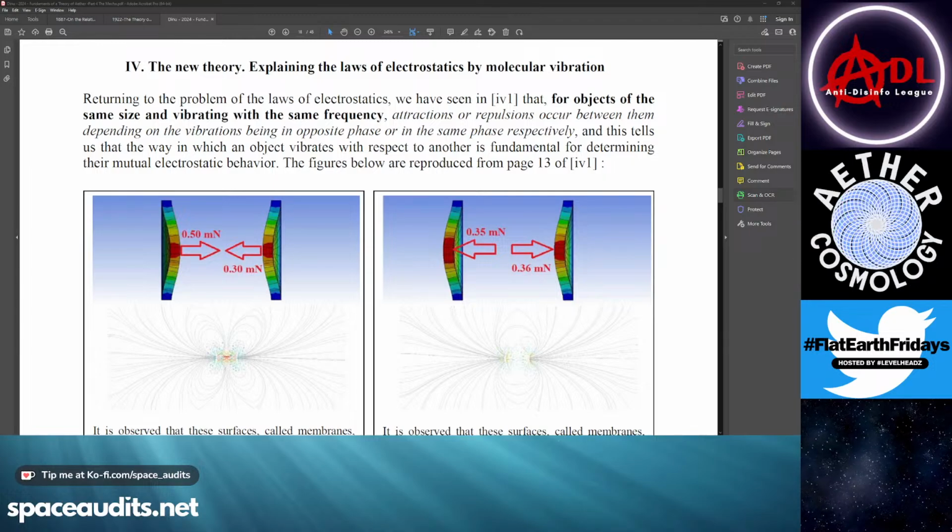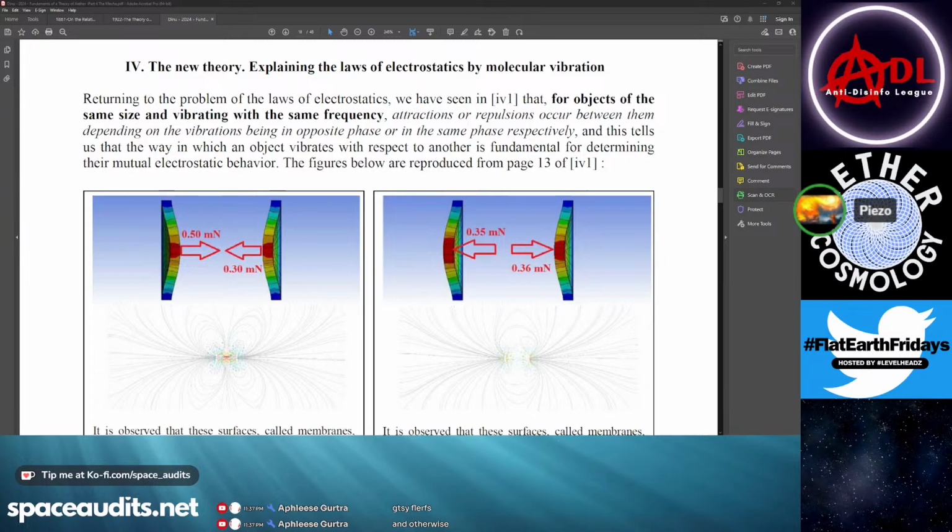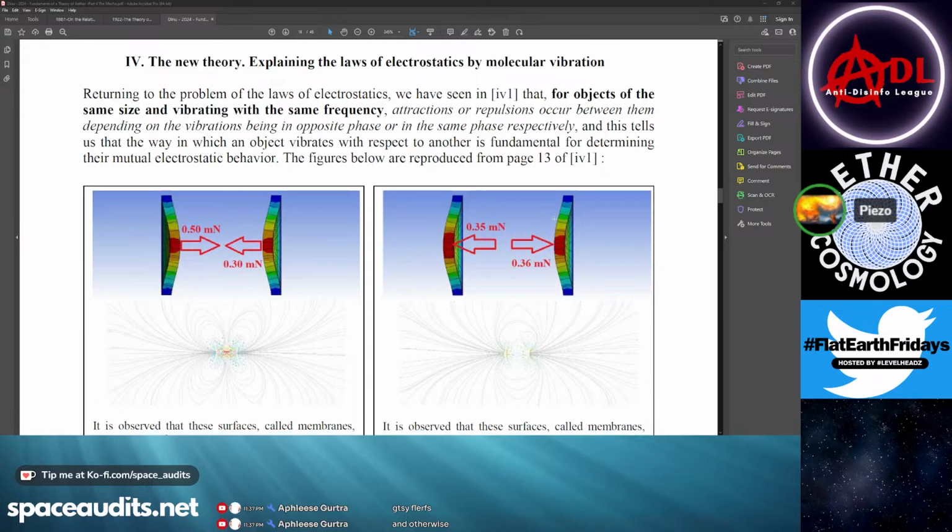Explaining the laws of electrostatics by molecular vibration. Returning to the problem of the laws of electrostatics, we have seen in 4.1 that for objects of the same size and vibrating with the same frequency, attractions or repulsions occur between them depending on the vibrations being in opposite phase or being in the same phase, respectively. And this tells us that the way in which an object vibrates with respect to another is fundamental for determining their mutual electrostatic behavior. The figures below are reproduced from page 13 of reference 4.1.